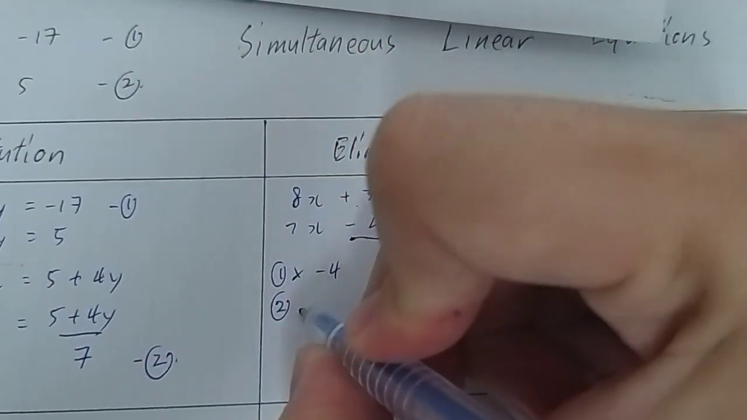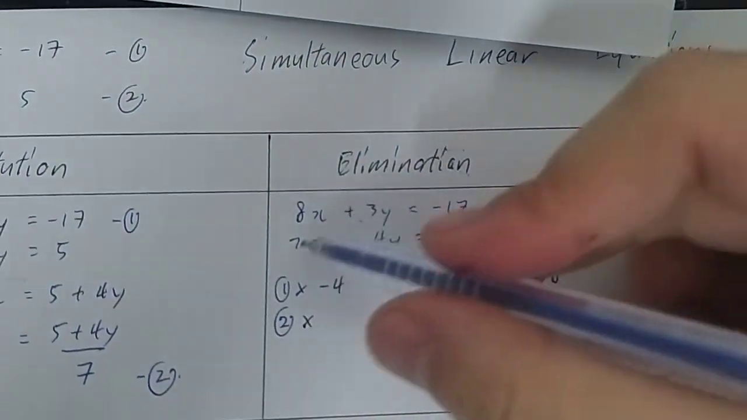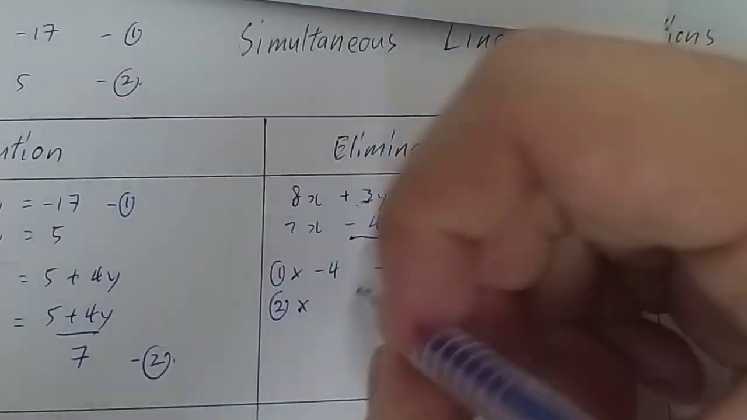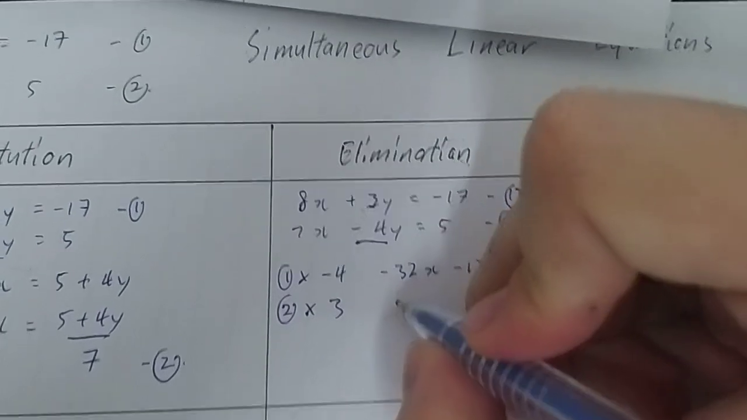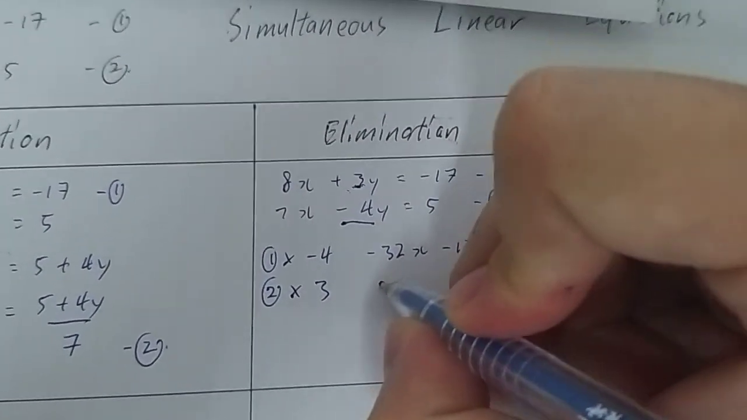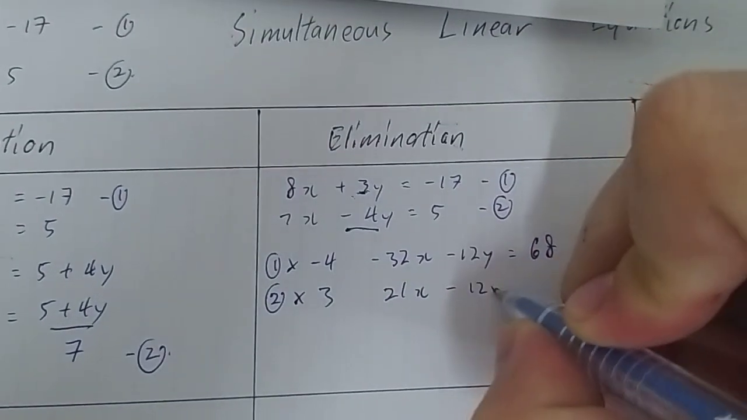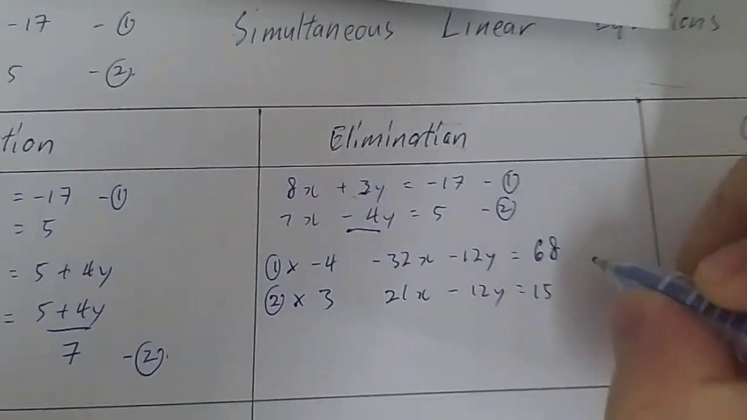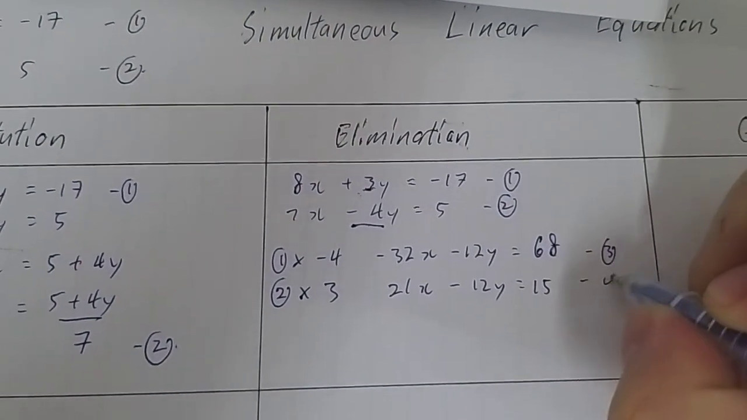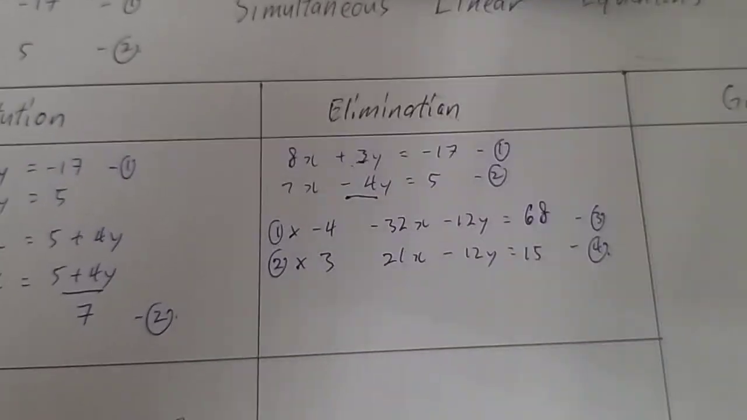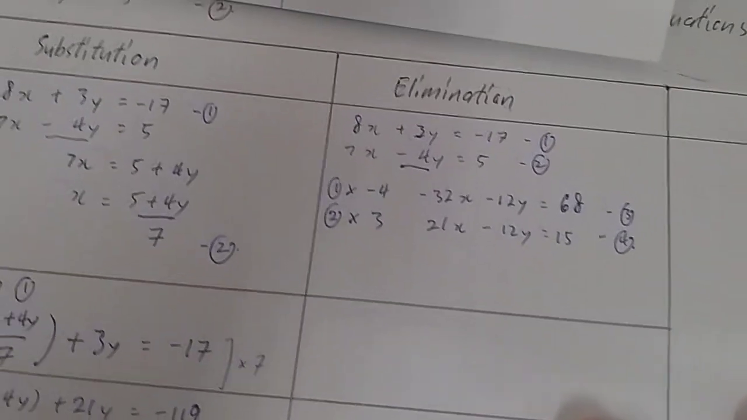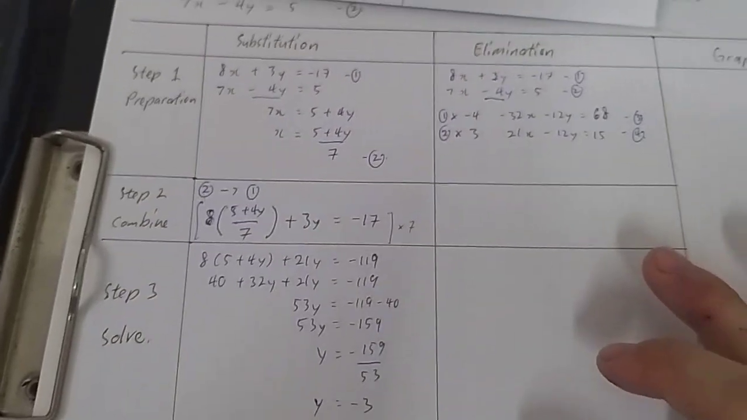Similarly, what do we do over here? Equation 2, we times 3. So 7x times 3, we get 21x minus 12y equals 15. So we call these equation 3 and equation 4. This is the preparation stage. Next, we go to the combine stage.